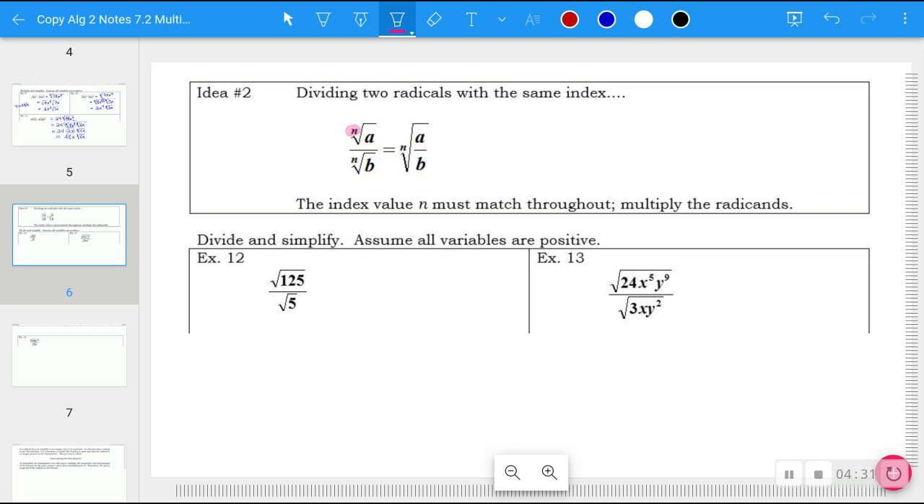You do have to have matching indices. So you wouldn't, for instance, use this rule if you had a square root and a cube root in the same problem. Most of the time, you're not going to be given that anyways. Okay, so let me give you an example here.